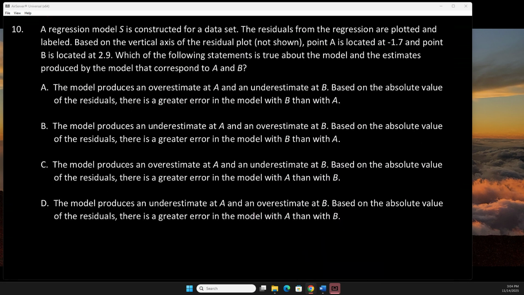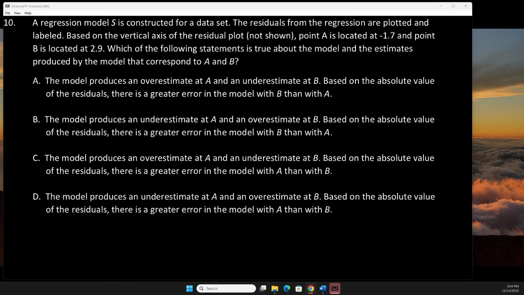Okay, and then number 10, a regression model S is constructed for a data set. The residuals from the regression are plotted and labeled based on the vertical axis of the residual plot, which is not shown. Point A is located at -1.7 and point B is located at 2.9. So if you wanted to draw a residual plot and label those, you can. I don't really think it's necessary to answer this question, but you can. So -1.7 would be about right here, and positive 2.9 we'll say is about up there.